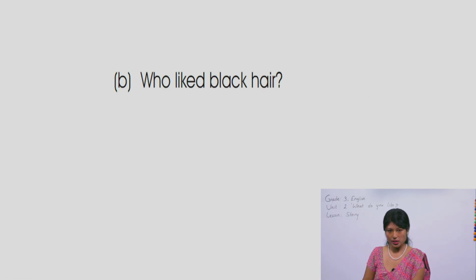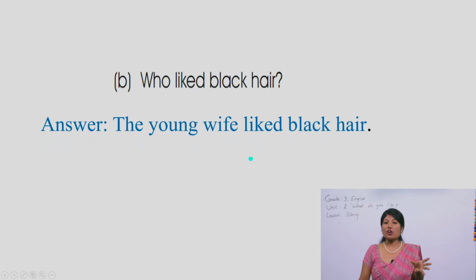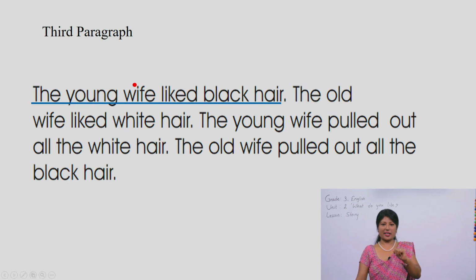Okay, here it goes. Second question is, who liked black hair? Do you remember? Obviously, right? So the answer is, the young wife liked black hair. So where is this answer? Let me show you. Okay, third paragraph. The young wife liked black hair. So third paragraph, first line, within the first line you will find the answer. The young wife liked black hair. Alright, now let's move to next.